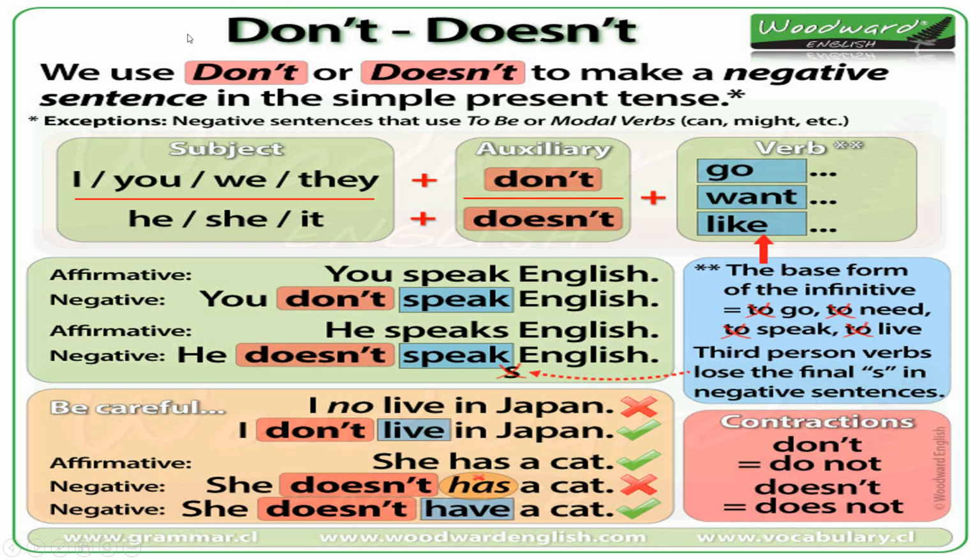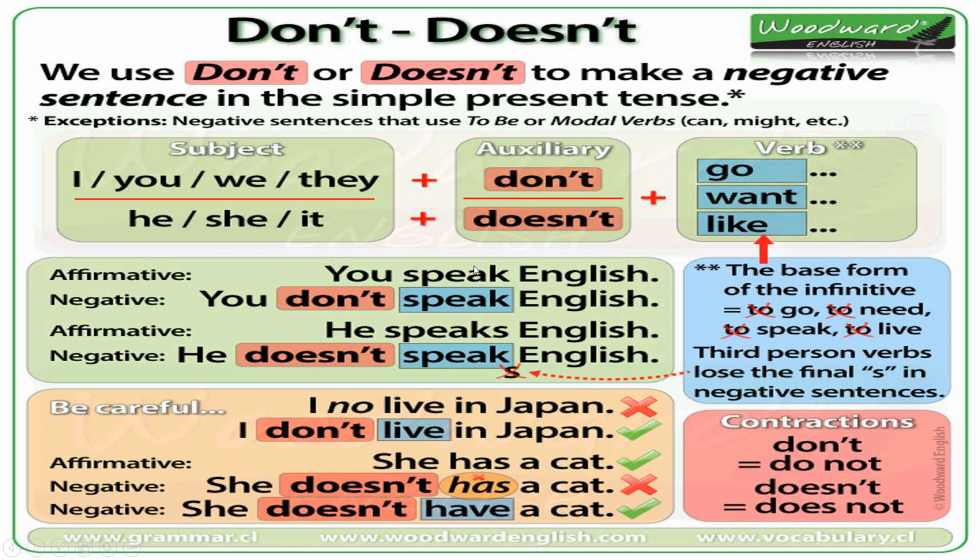Don't and doesn't. We use don't or doesn't to make a negative sentence in the simple present tense. Like see here, subject. We have already learned what is subject and predicate, so I'm not going to revise that here. I, you, we, they. It is plural, so we will write don't. Like I don't go, you don't go, we don't go, they don't go. But when I am writing he, she, it, they are singular. So with singular, what will go? Doesn't. Like he doesn't go, she doesn't go, it doesn't go.